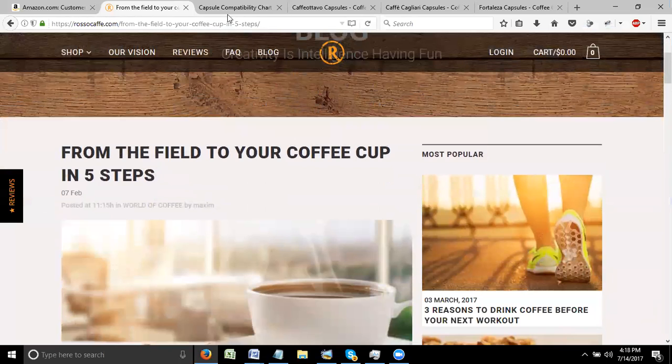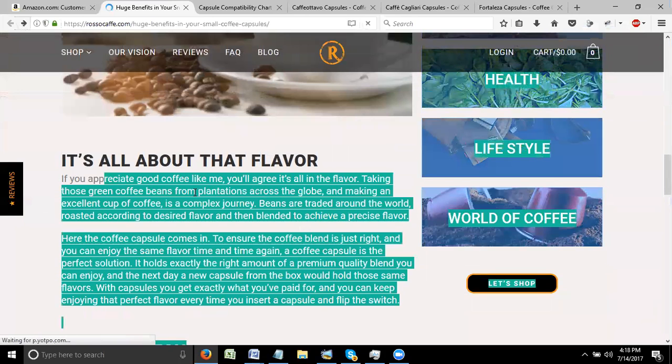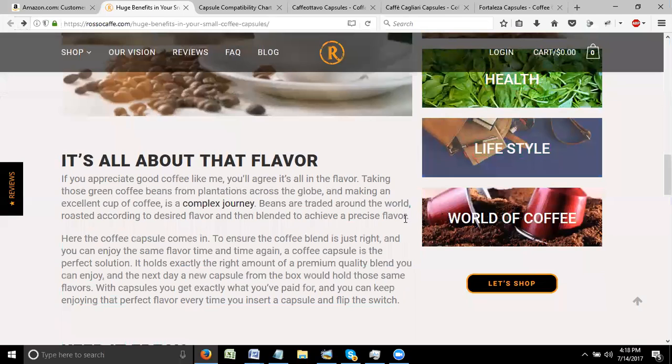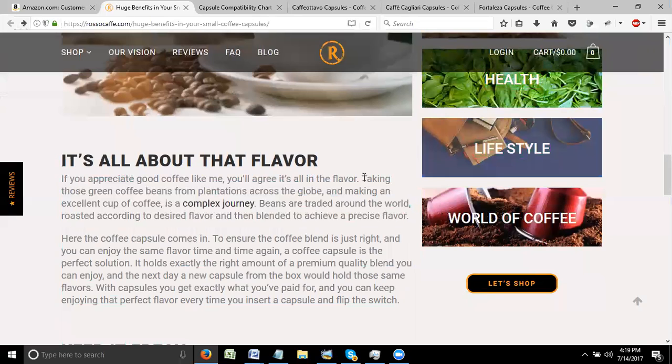Actually, this was not the first article that we were looking at, I think. I think it was this article. This one doesn't appeal to the needs of the reader. If you appreciate good coffee like me, you'll agree it's all in the flavor. Not necessarily. Taking those green coffee beans from plantations around the world.